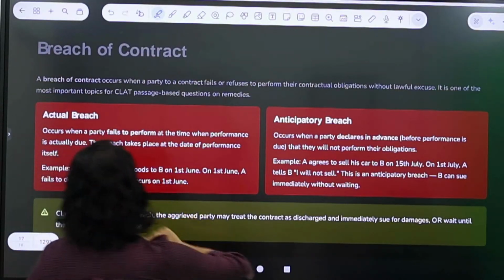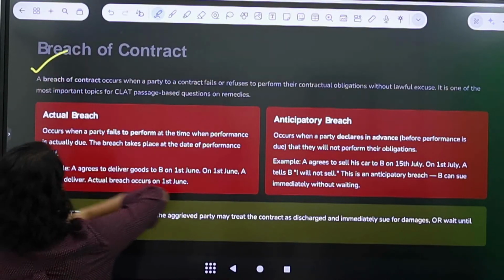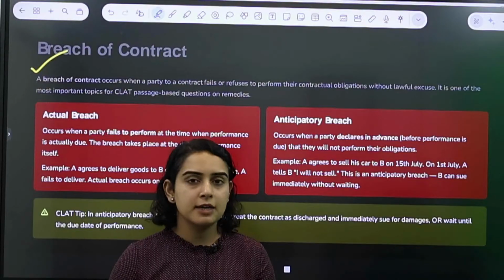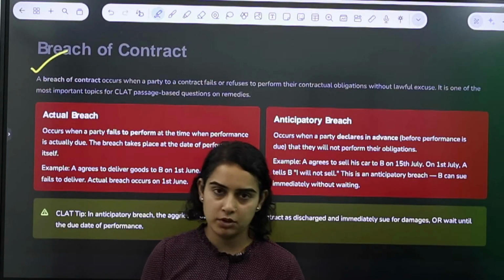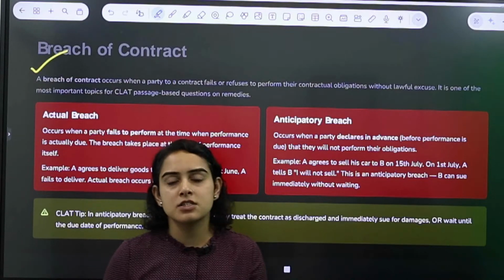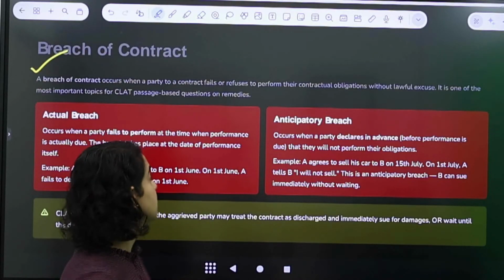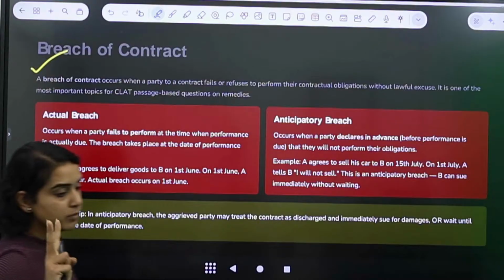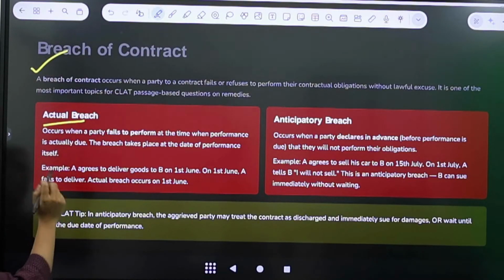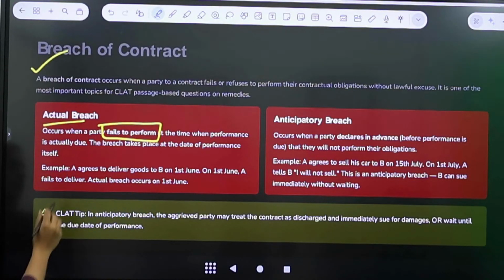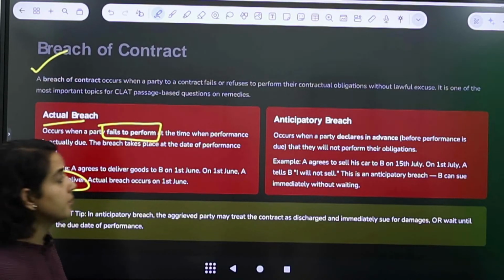And then very important is the concept of breach of contract. Breach of contract basically means when any of the parties do not abide by the conditions that both the parties had agreed upon. In a contract there are certain terms and conditions to be followed, and if any party does not do their part, it will be considered a breach of contract. There are two types of breaches. First is an actual breach, when one party fails to perform at the time of performance. For example, A agrees to deliver goods to B on 1st June. On 1st June, A fails to deliver. This is a breach.